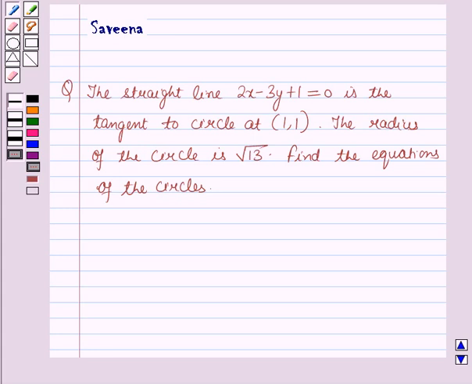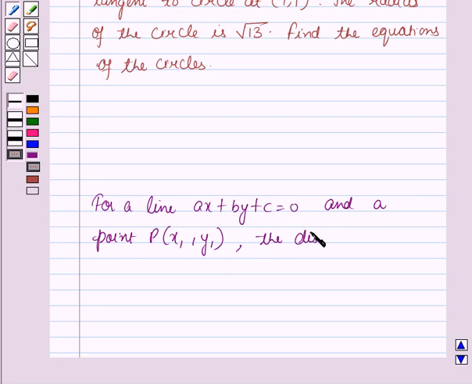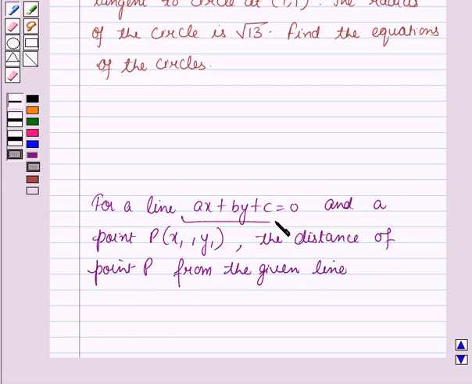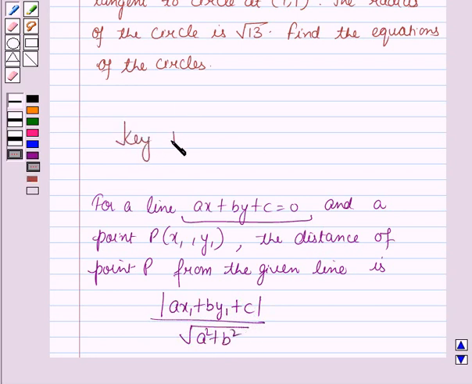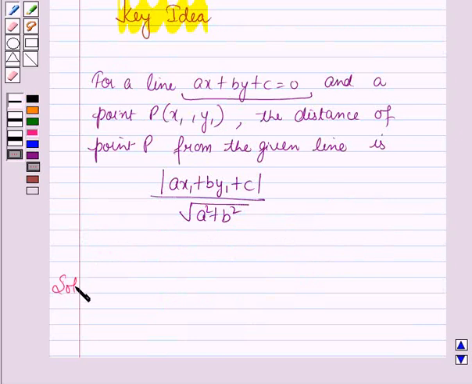Now, before starting the solution of this question, we should know our result. And that is, for a line ax plus by plus c is equal to 0 and a point P(x1, y1), the distance of the point P from the given line is mod of ax1 plus by1 plus c whole upon square root of a square plus b square. Now this result will work out as a key idea for solving this question. And now we will start with the solution.